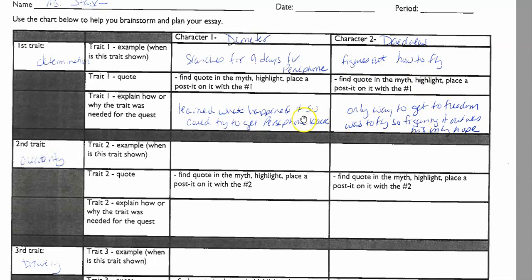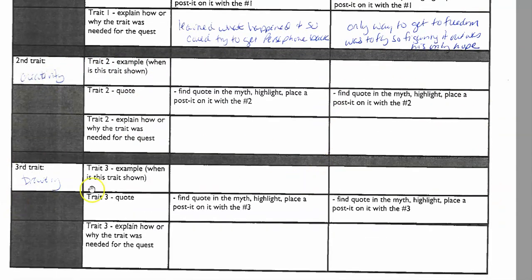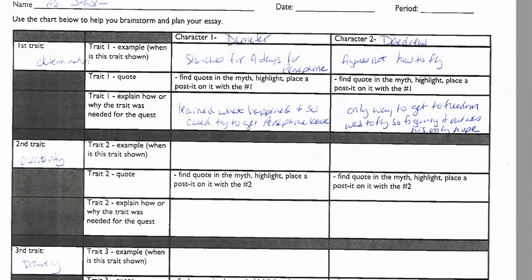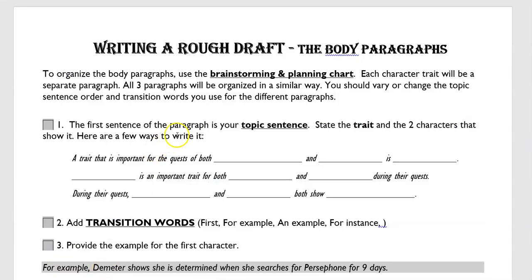I have character 1 and character 2, and then I have a black line between that and the second character trait, because this is going to be a paragraph. And then your second trait, this is going to be a paragraph. And then your third trait, this is going to be a paragraph. So 3 body paragraphs. There'll be 5 paragraphs total, because we'll add the introduction on the beginning and a conclusion on the end when we're done with our 3 body paragraphs. Again, we want to spend the most time on those.